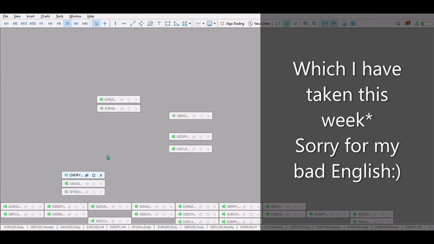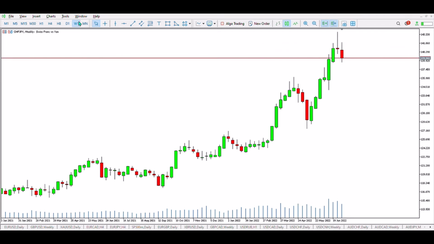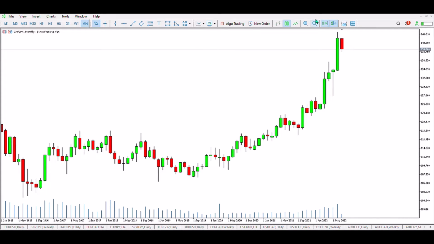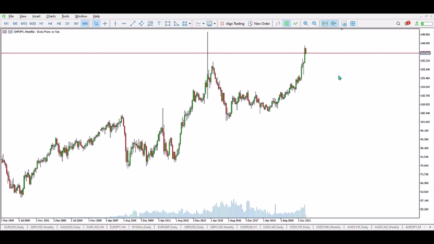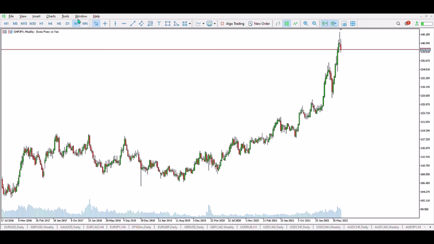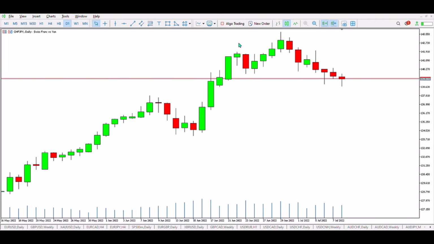And the first one will be the CHFJPY. That is an interesting chart. As you can see, very bullish market on the weekly, and on the monthly we are going like Bitcoin straight to the moon. But what did we actually see the week before last? We had this massive rejecting candle, which is called the pin bar or the doji candle. So we expected a little bit of pullback.